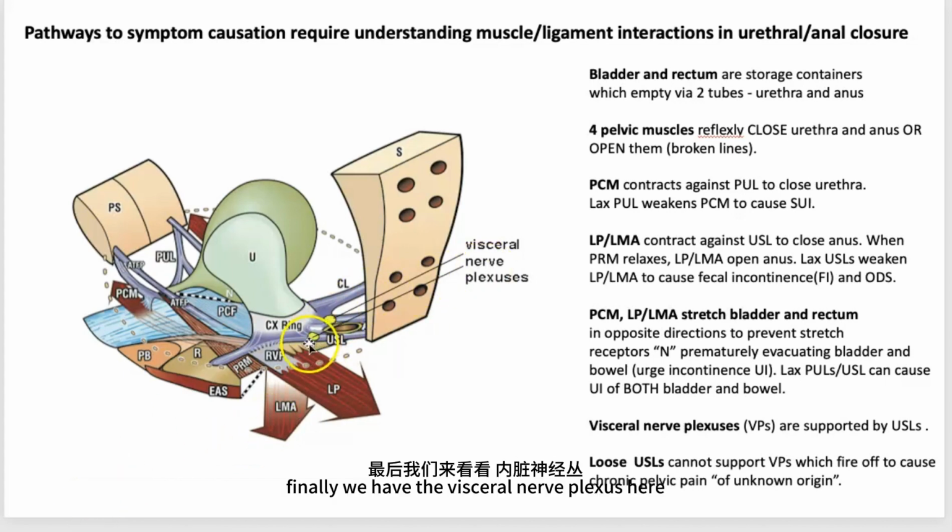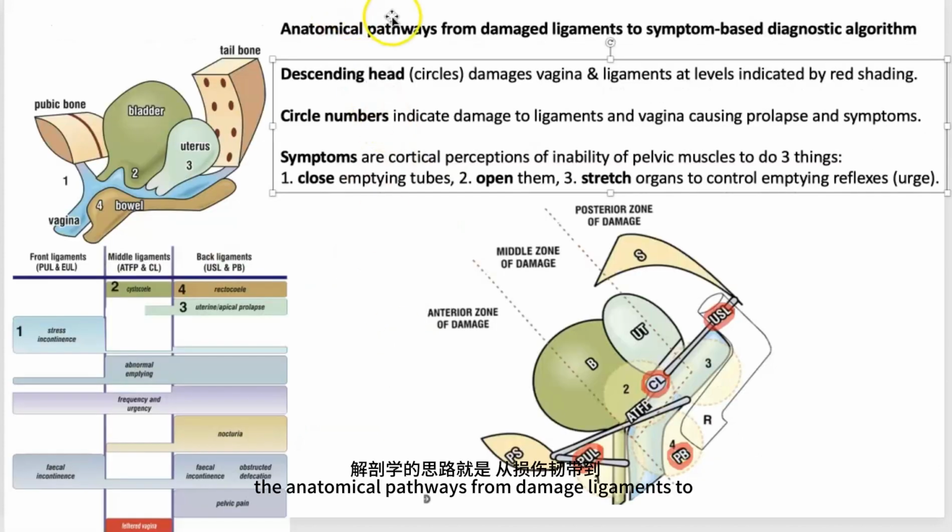Finally, we have the visceral nerve plexuses here, which can cause pain. They are mechanically supported by strong uterosacral ligaments. If these uterosacral ligaments are loose, then the visceral nerve plexus junctions can fire off de novo impulses to the cortex, and these are interpreted as pelvic pain coming from end organs such as the bladder, the bowel, the coccyx, the lower abdomen. The anatomical pathways from damaged ligaments to symptom-based diagnostic algorithm.